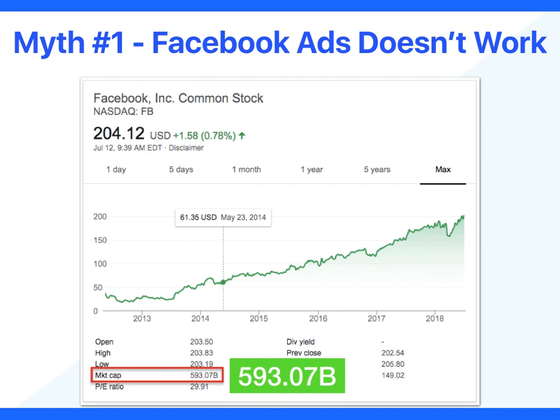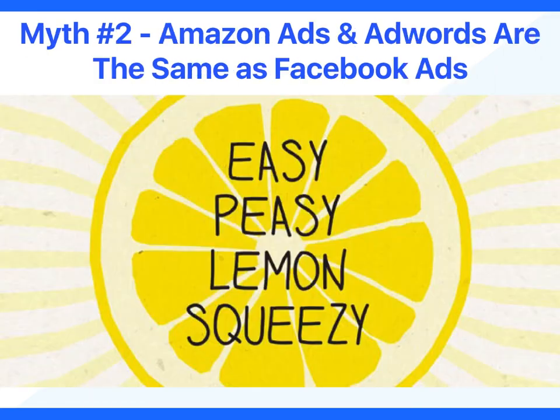Here's an image of Facebook's common stock on Nasdaq as of July 12th, 2019, with a market capitalization of $593.07 billion. That's almost $600 billion, and it's billion with the B and not million. And all those income source came straight from Facebook advertising. So don't ever think that Facebook ads doesn't work. I'm going to give you a strategy in today's presentation that will shift your whole mindset and teaches you how to run a highly effective and highly efficient Facebook ad, showing you that Facebook ads does work.